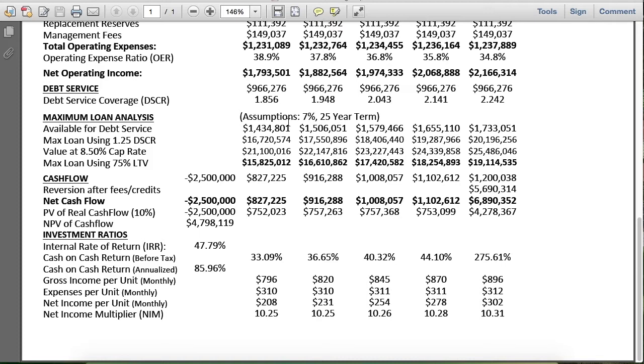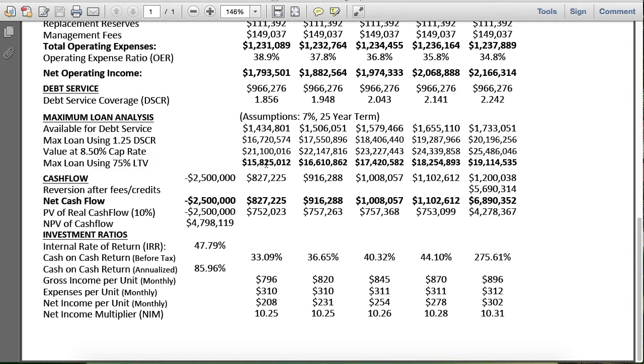because you always want to be able to promise, and be able to exceed all of your promises and expectations to your investors, and that's what I'm trying to do. So what we have is year 1. Available for debt service is $1.4 million. Maximum loan 16.7. The value using an 8.5 cap ratio, which is a good average. 7.5 would actually bring the value even a little bit higher, but I like to use the 8.5. So that gives us a value of 21.